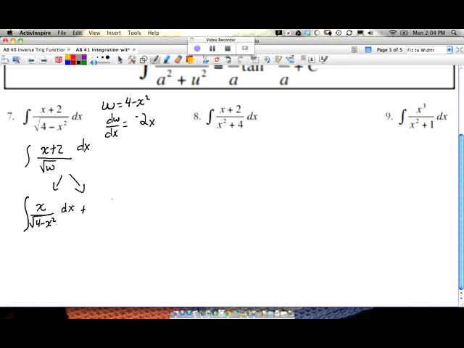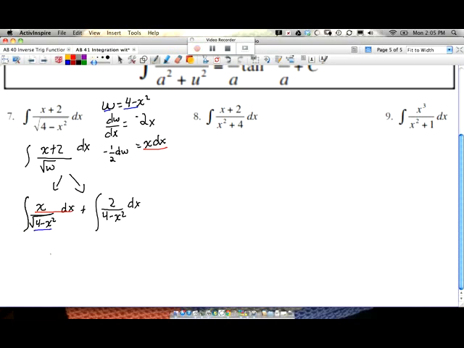Just like that, dx. Now this first one, I would continue with what I was doing here. dw dx is negative 2x. So if I were to get rid of that negative 2, then I'd have negative 1/2 dw equals x dx. How does that help me? Well, the x dx matches there. My w matches here. And then I just have a negative 1/2 extra.